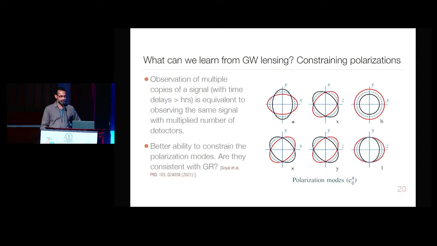Another idea is that using multiple copies of the same signal, one can extract the polarization of gravitational waves much more accurately. It's a very important step, because according to GR, gravitational waves have only two polarizations. But there are alternative theories that predict more polarizations. And with a small number of detectors in the network, we are unable to disentangle these possibilities very well. Essentially, lensing doubles the number of effective detectors, or multiplies the number of effective detectors, to measure the same polarizations. And you are able to disentangle these correlations and measure the polarizations much more accurately.